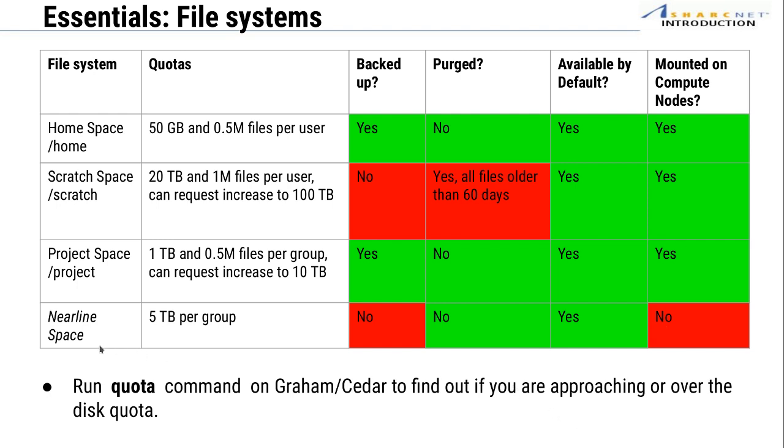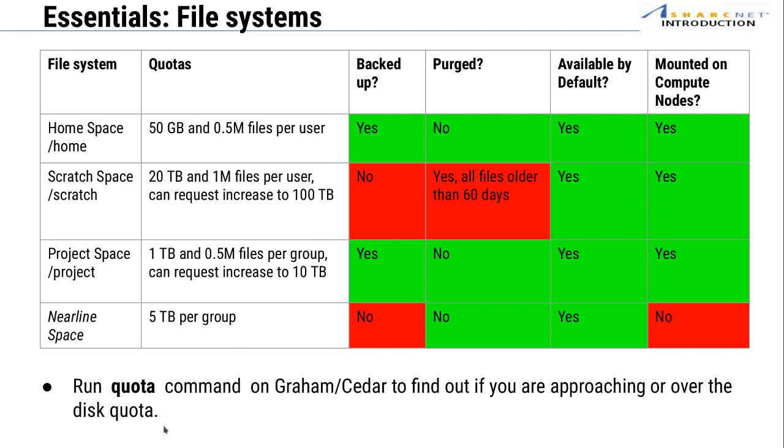Finally, there is the so-called nearline space. How to access it depends on the cluster. I don't have time to describe it. You should look up information on the computecanada.ca documentation portal. But basically, this is the way to offload your files for archiving into our tape library. So as you can imagine, it's not instantaneous. It takes a little bit of time to both offload and download it back. So you have a 5 terabyte per group quota for this tape-based storage.